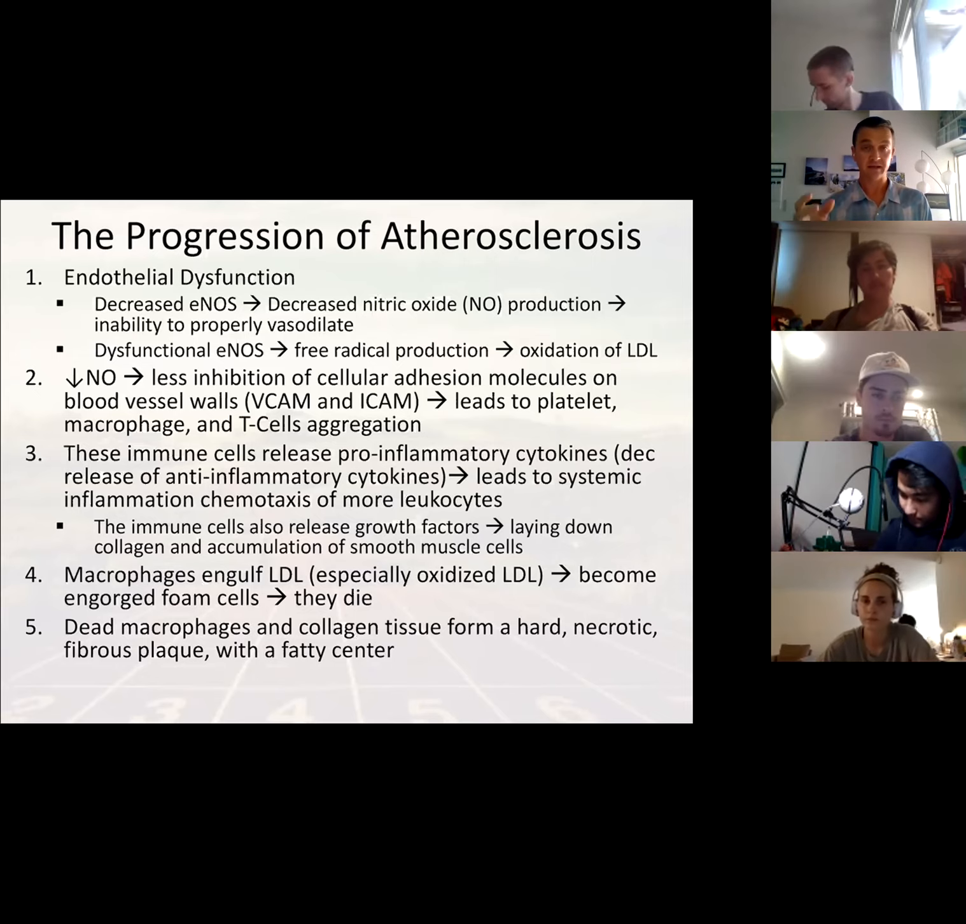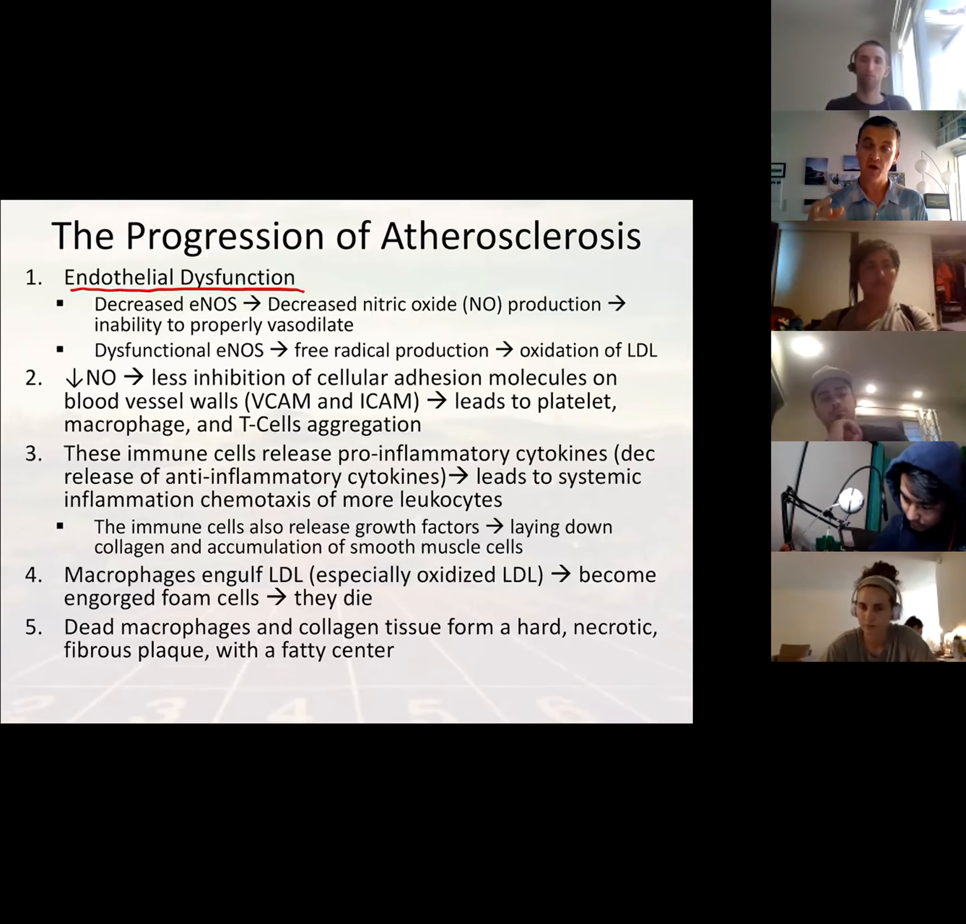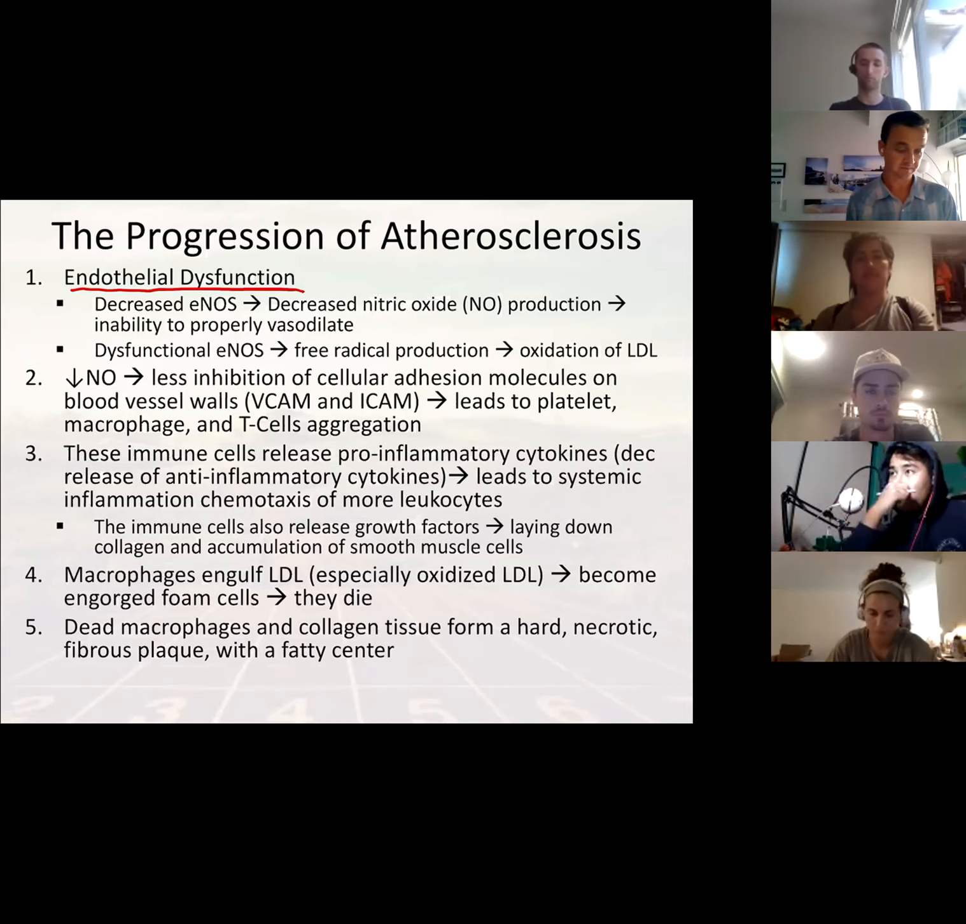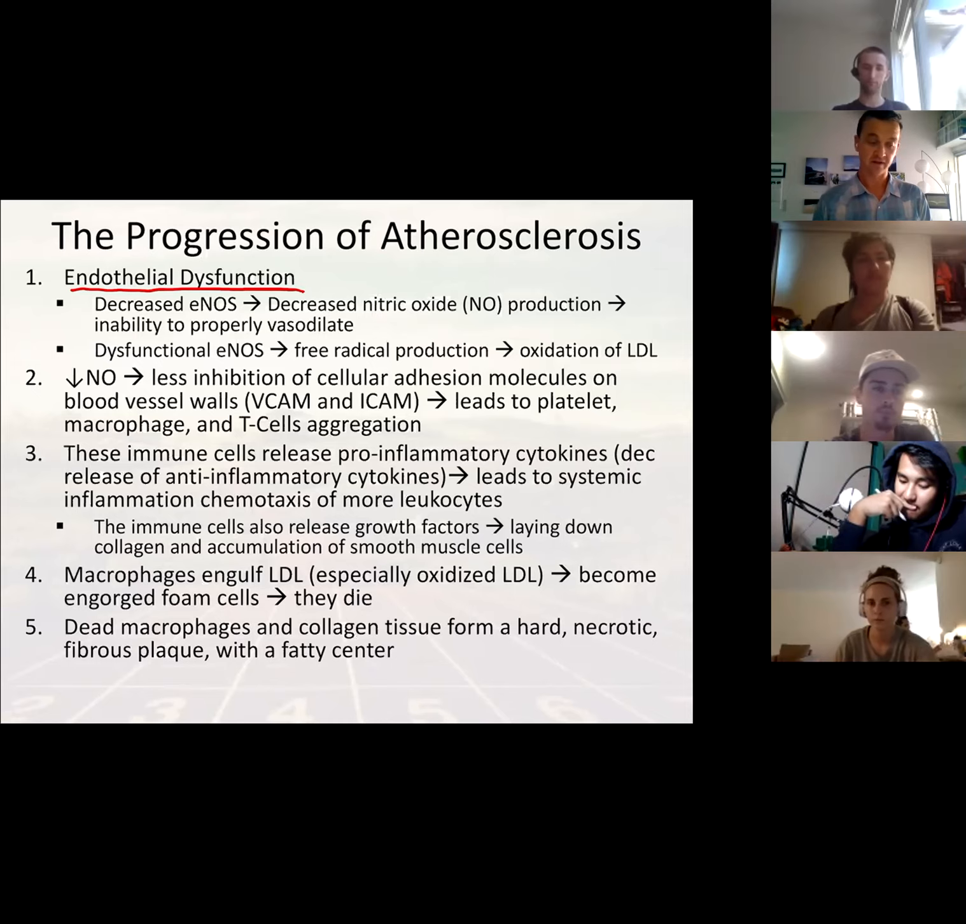And the first step in that progression is this one right here, endothelial dysfunction. If you remember from anatomy and physiology class, we talked about epithelial tissue. One of the types of epithelial tissue is called the vascular endothelium. That vascular endothelium is a continuous layer through our whole vascular system of little thin cells, which are called endothelial cells. And those endothelial cells are very important for the health of your arteries.